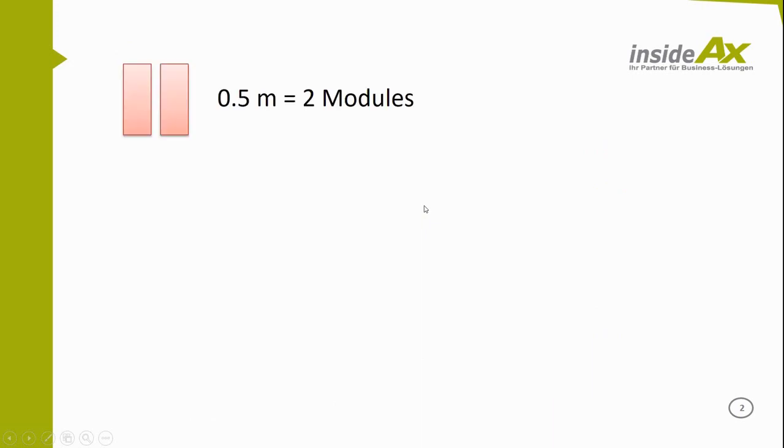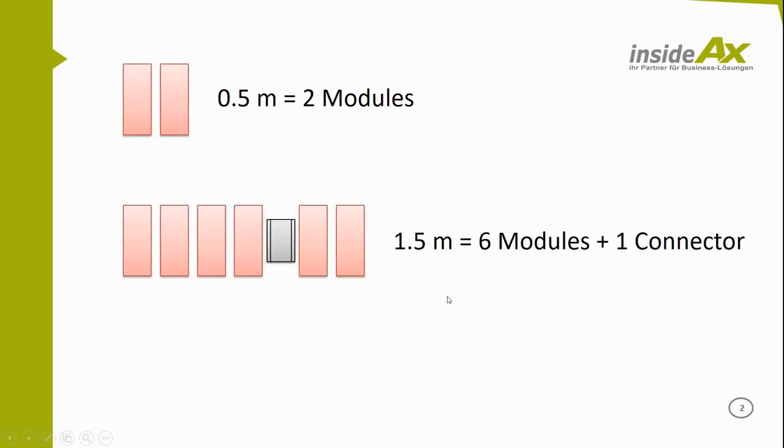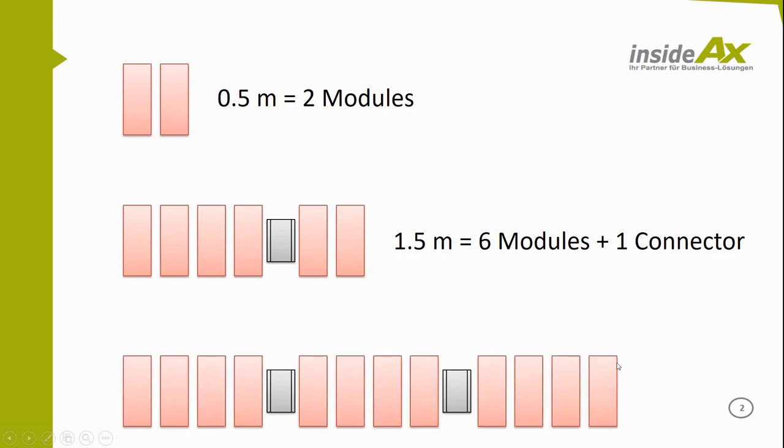Our smart heater consists of heating modules. The smallest heater with 0.5 meters consists of 2 modules, and after 4 modules it is necessary to include a connection module for the next 4 heating modules. In this example, with a heater from 1.5 meters, 6 modules are required plus 1 connector, and so on.